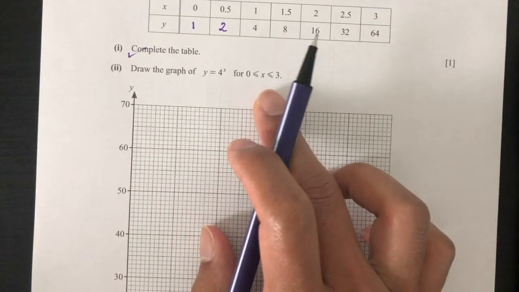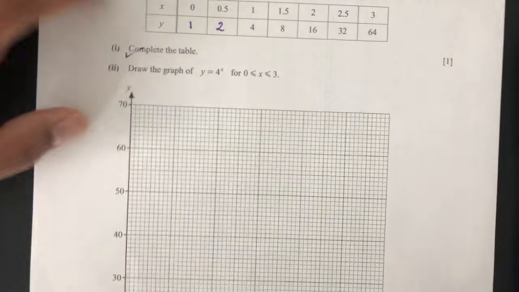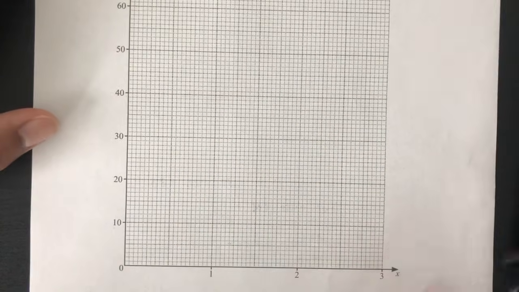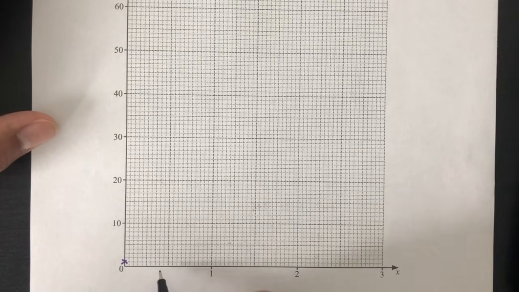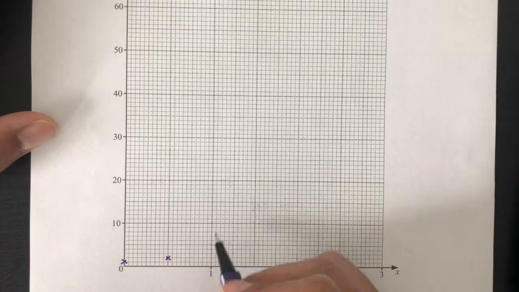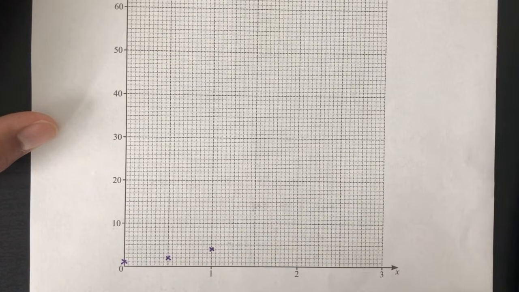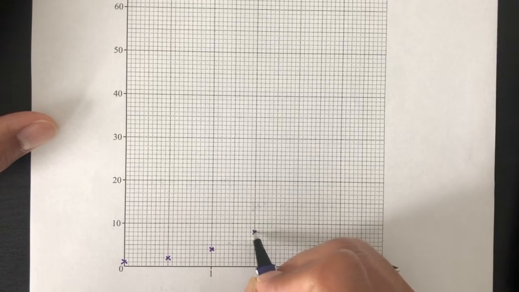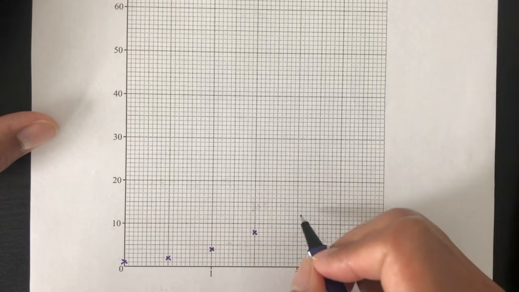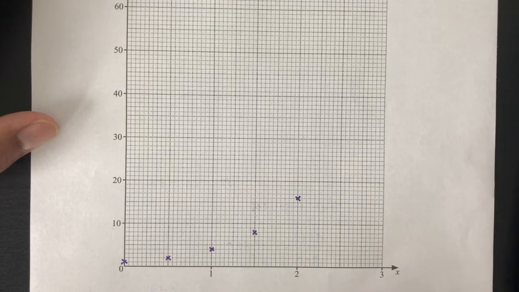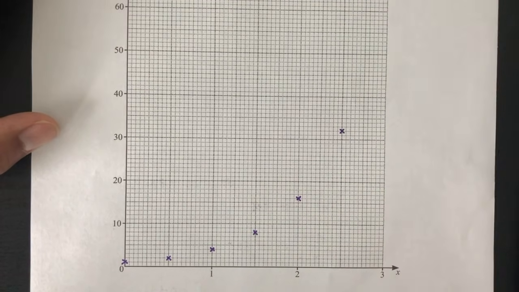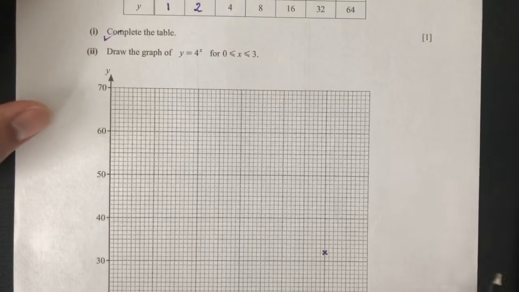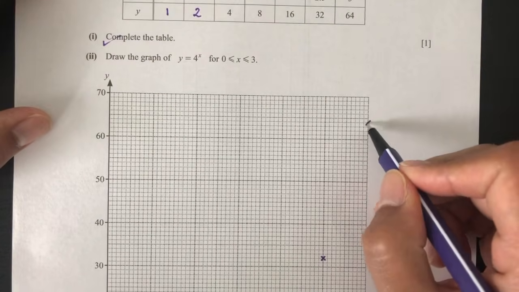Now we have to draw the graph for this one. So let's do one by one. So the first point is 0, 1. So 0, 1 will be right here. Then we have 0.5, 2; 0.5, 2 will be here. Then we have 1, 4. Then we have 1.5, 8. Then we have 2, 16. Then we have 2.5, 32. Then we have 3, 64. That will be about here.